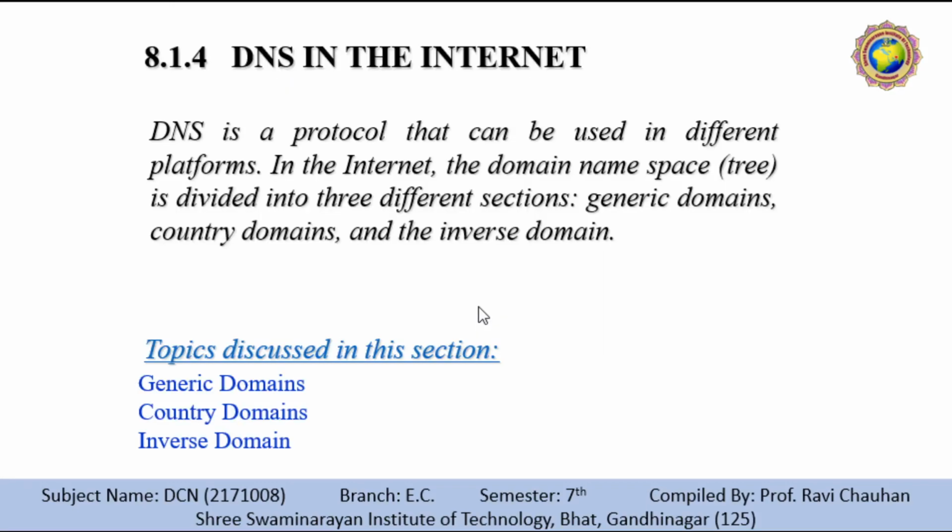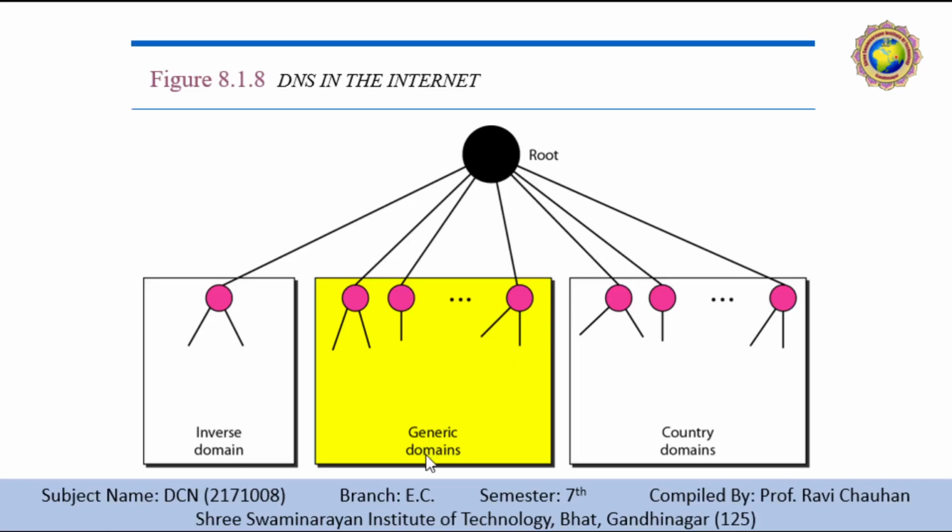Next is DNS in the internet. DNS is a protocol that can be used on different platforms. In the internet, the domain namespace, just like a tree, is divided into three sections: generic domains, country domains, and inverse domain. You can see this in the figure. First is our generic domains.